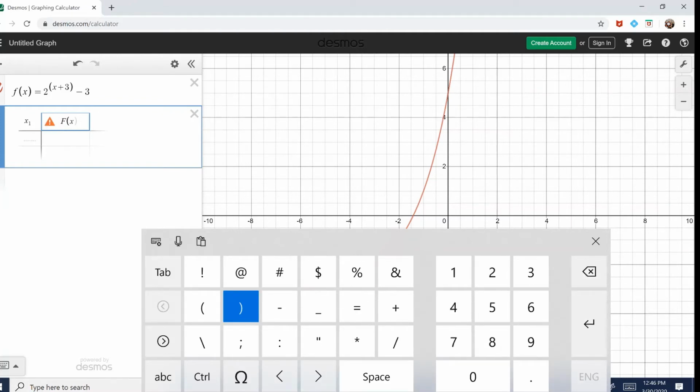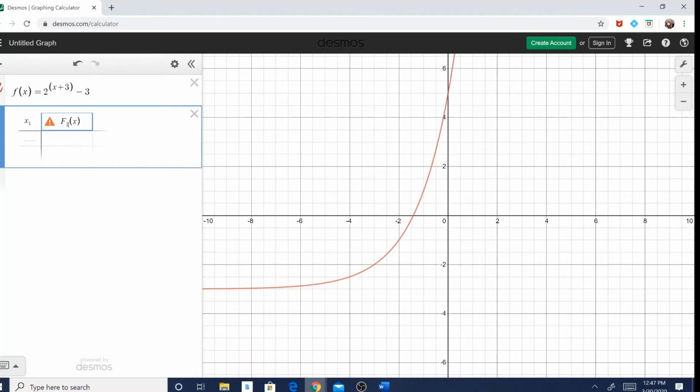Okay, and sometimes you have to change it to like f sub 1 of x. It's really weird how this works, and for some reason it's still not working. Why is this not working for me? Anyway. Go back.